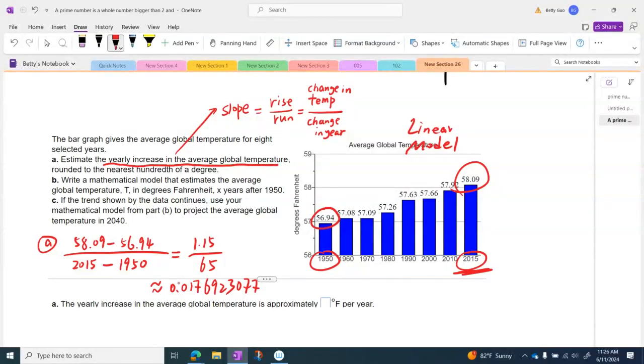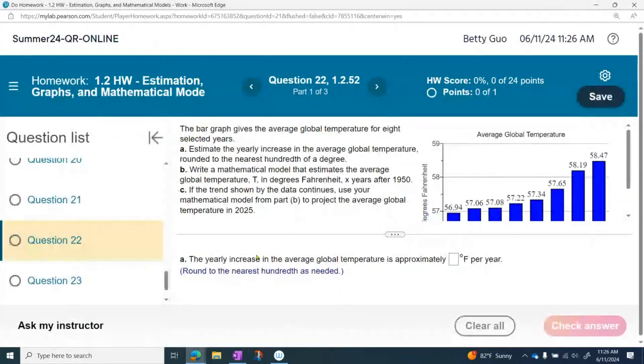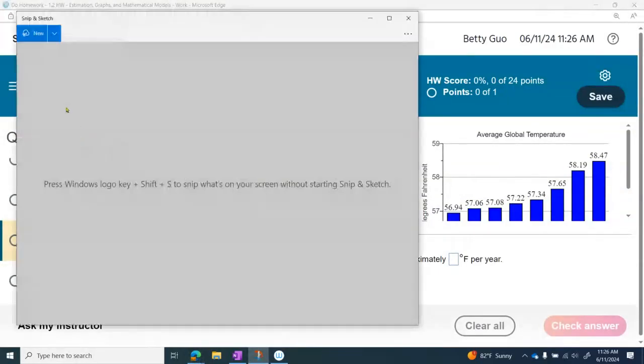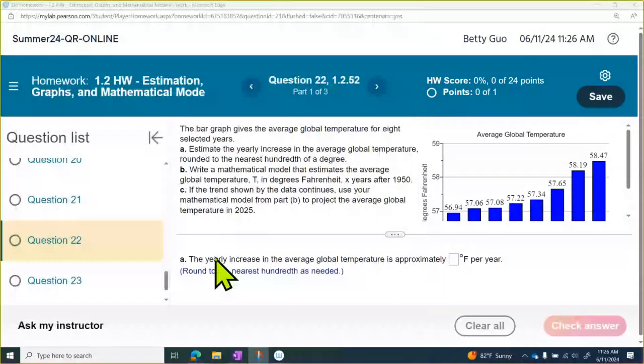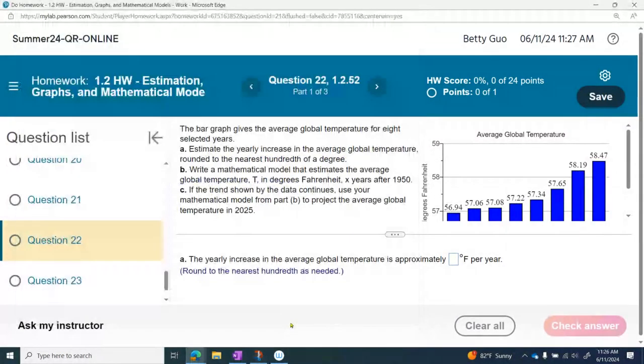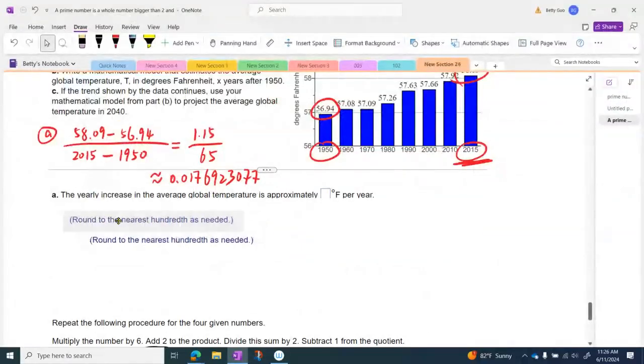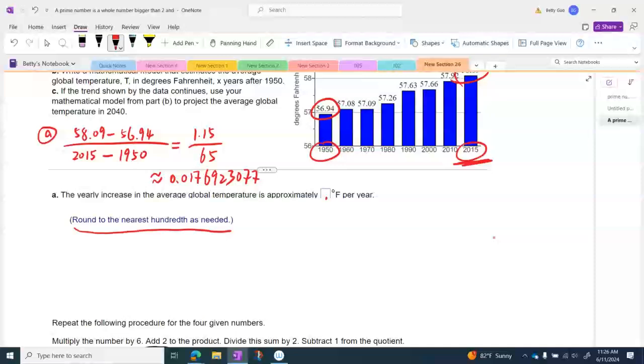Let's go back to the question. The rounding instruction: round to the nearest hundredth as needed. Whatever is inside the parentheses, when you work on Pearson for this course, those are important information. Please make sure you do not ignore whatever is inside the parentheses, okay? And this tells us how to round the result and then put it in the cell. Round to the nearest hundredth.